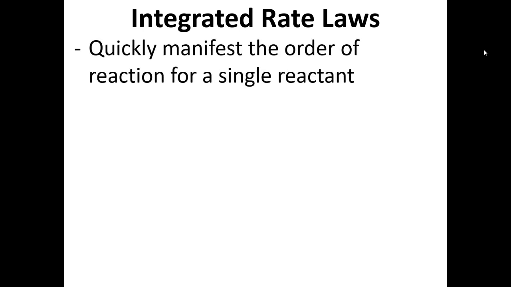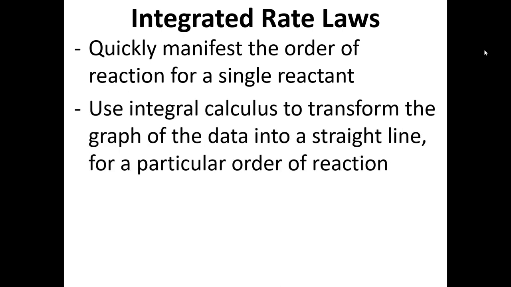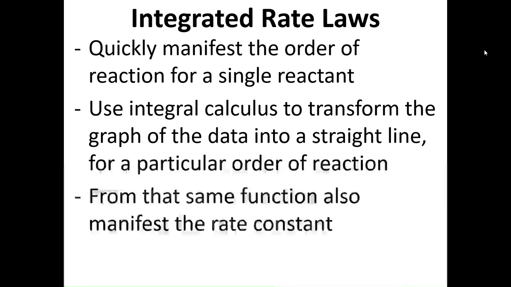Integrated rate laws are another way we can handle chemical kinetics data. What's great about them is they quickly manifest the order of reaction with respect to a single reactant. We can use integral calculus to transform the graph of the data into a straight line for a particular order of reaction. That's what's done. We're using integral calculus to integrate the original rate law, and this will also produce the rate constant in the equation that is the form of the integrated rate law.